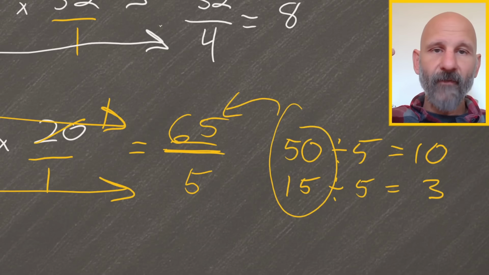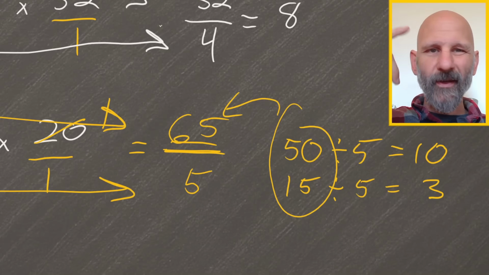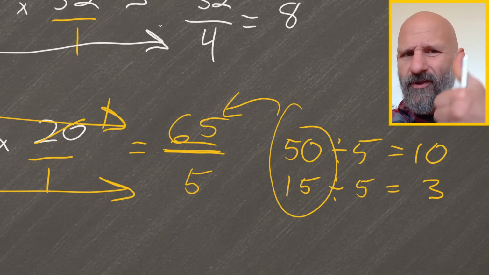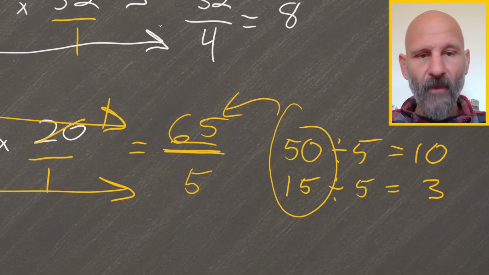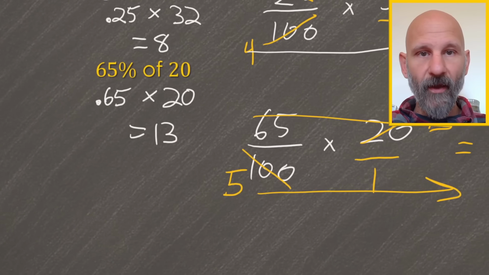So if you have any of these ones that you're trying to do and you don't really know it, break it down into smaller chunks. It's a way of estimating. So I'm estimating 50 divided by 5 is 10. So I know my answer is going to be more than 10, but how much more? Okay, in this case, another 3. So we got 13. 10 plus 3 makes 13, which is what we got over here.